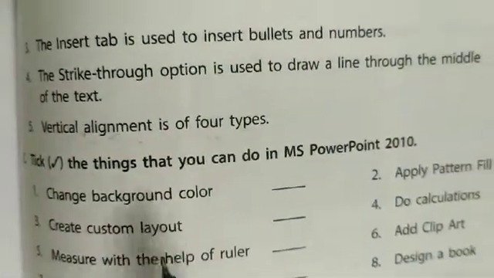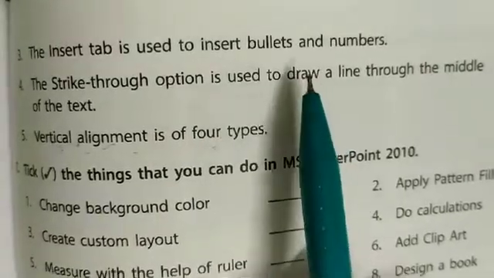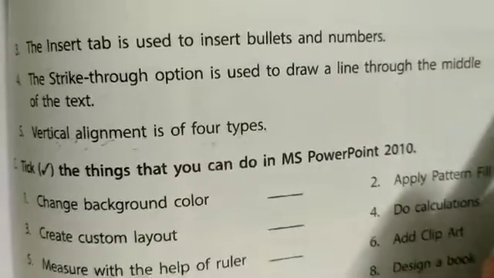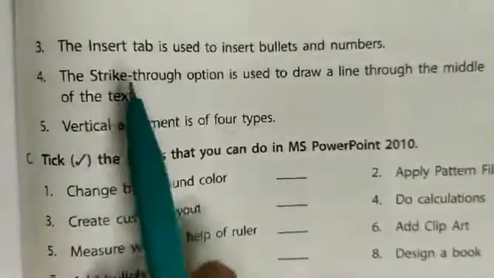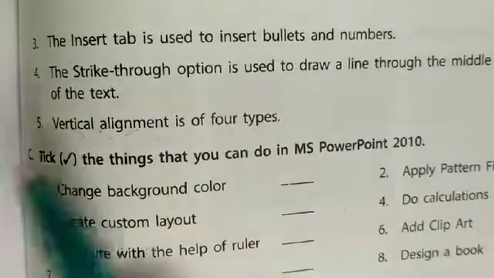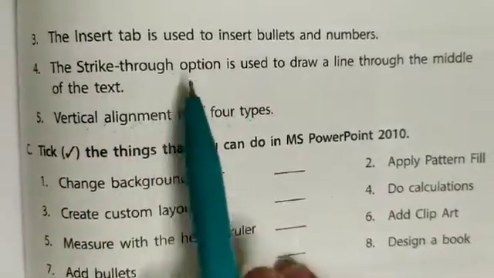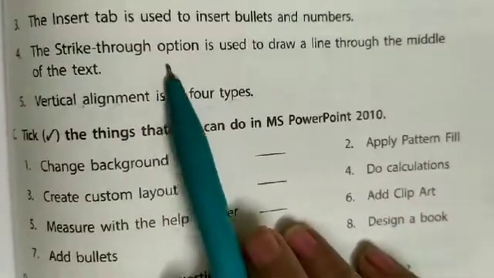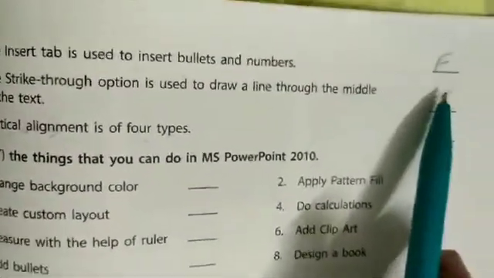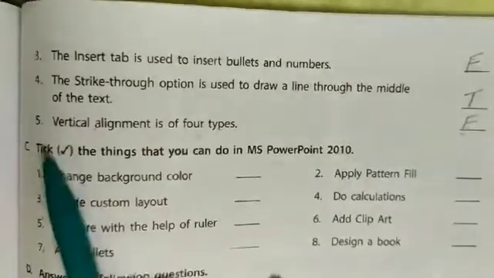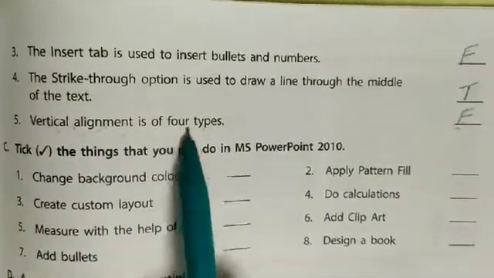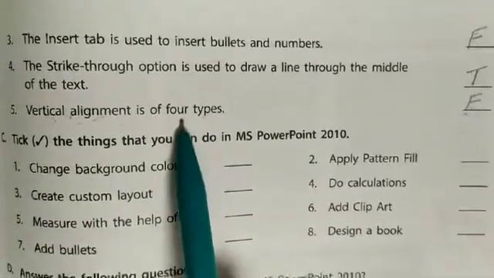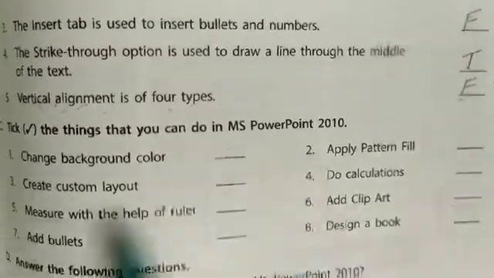Third one is, the insert tab is used to insert bullets and numbers. This is false. So write F for false. File tab is used to insert bullets and numbers. Fourth, the strike through option is used to draw a line through the middle of the text. This is correct. So write T for true. Next one is, vertical alignment is of 4 types. This is false because vertical alignment is of 3 types. So write F for false.